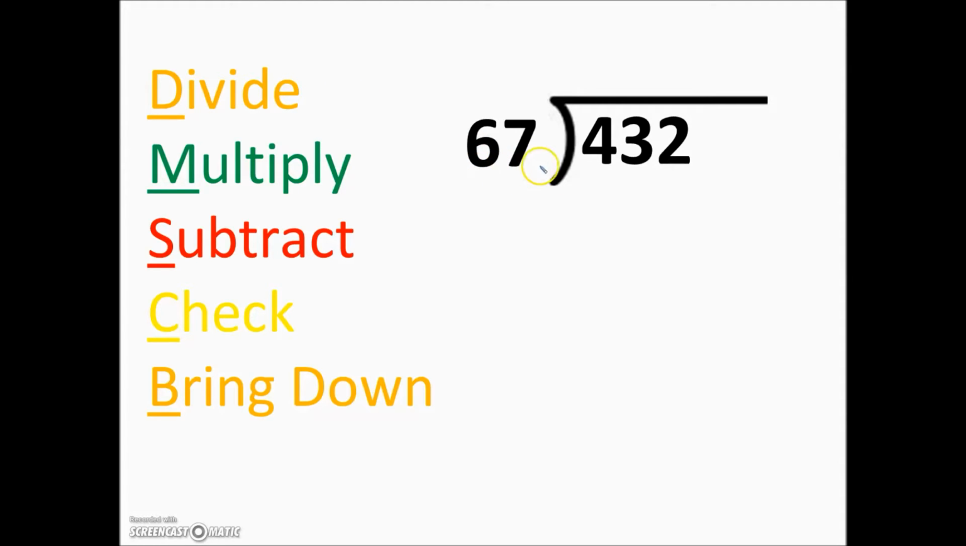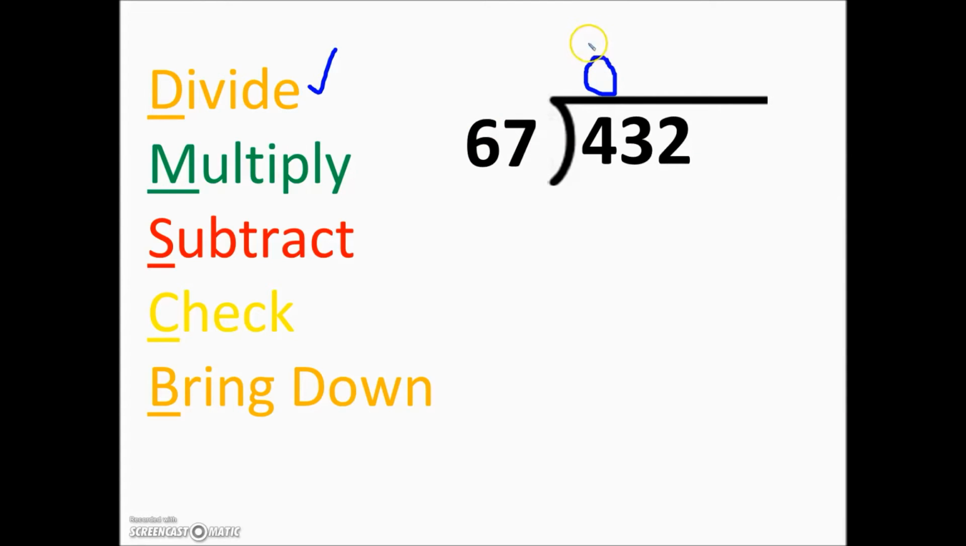So we say, how many times does 67 go into 4? Well, I can't. 67 does not go into 4. I can't subtract 67 from 4, for example. So that's a 0. I put a 0 here. That's my divide step.